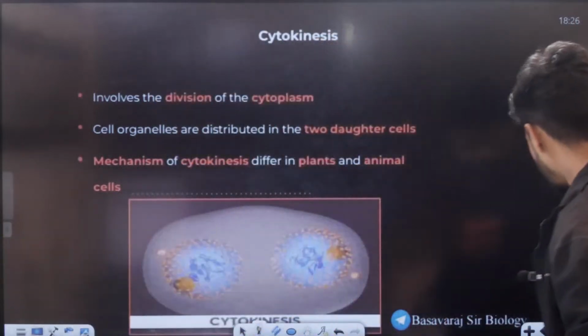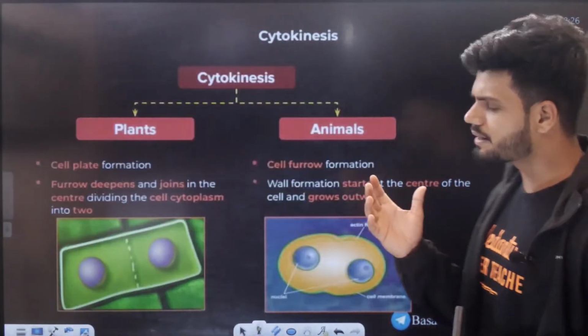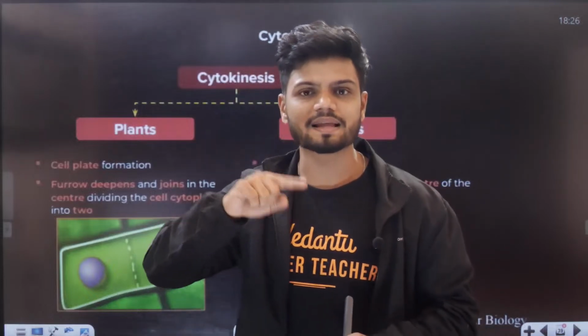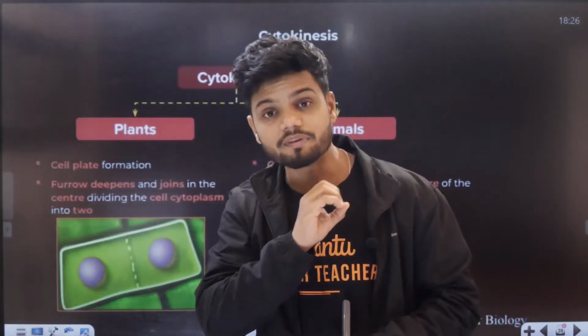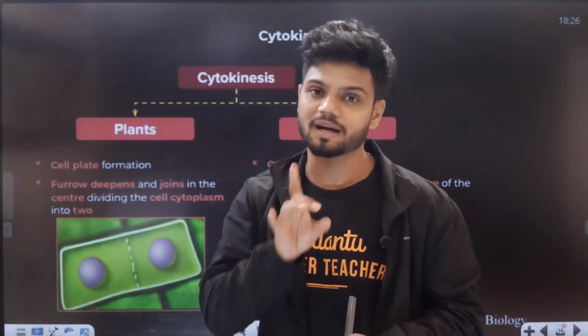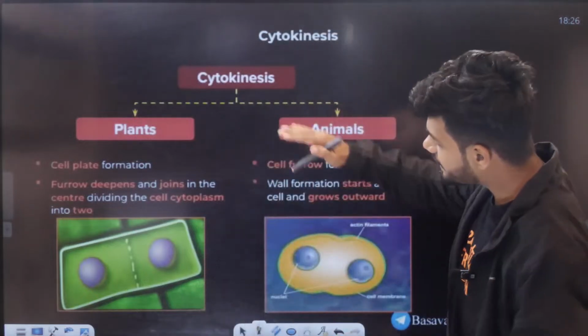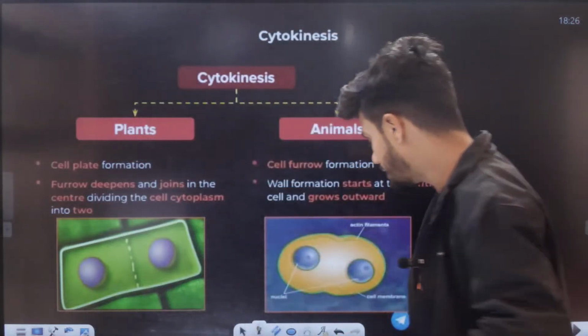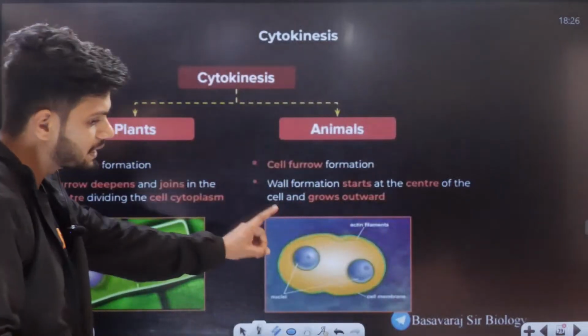Okay. Now, cytokinesis is different in the case of plant cell and animal cell. It is different. Very different from each other. How is it different? Understand. Okay. Now, in the case of plant cell and animal cell, it is different.